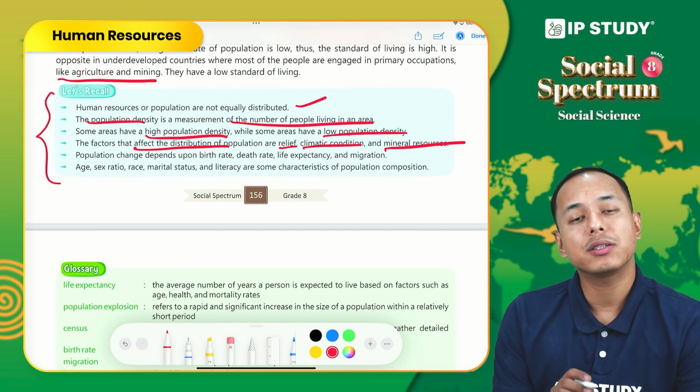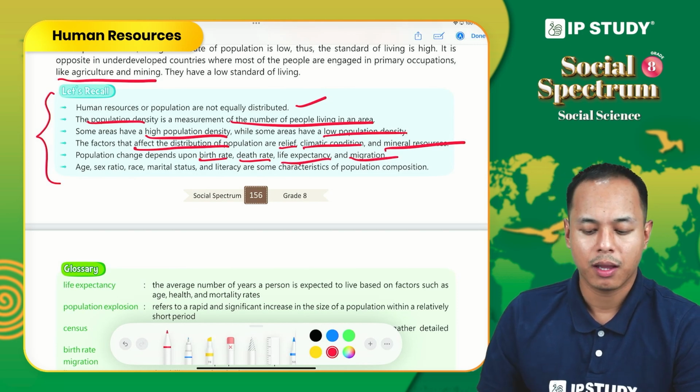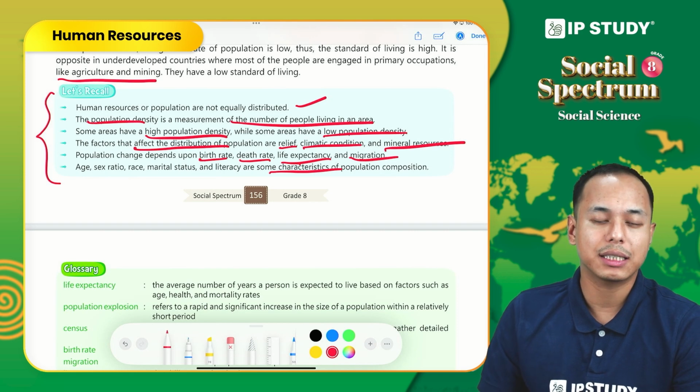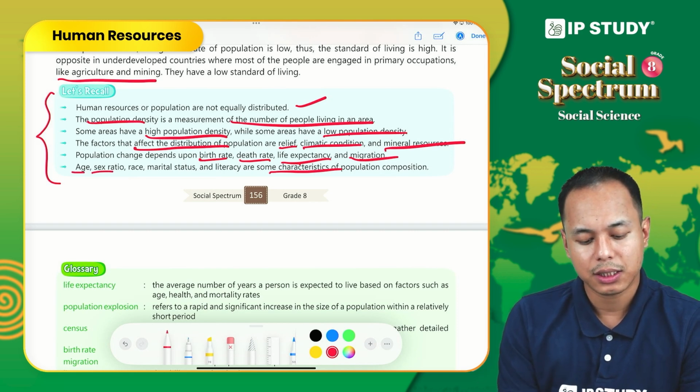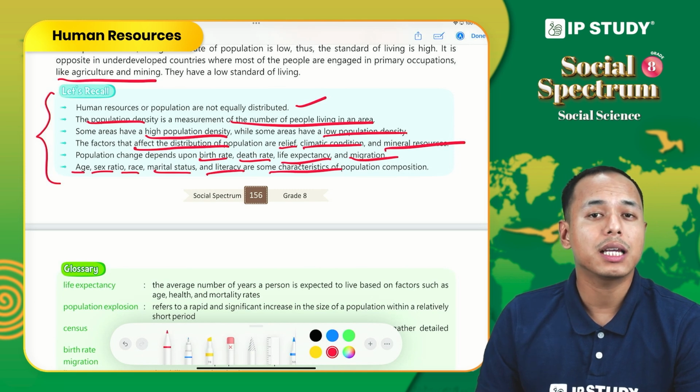Population change depends upon birth rate, death rate, life expectancy and migration. When we talk about the population composition, it has some important characteristics like age, sex ratio, race, marital status and literacy. So with this I end the chapter.